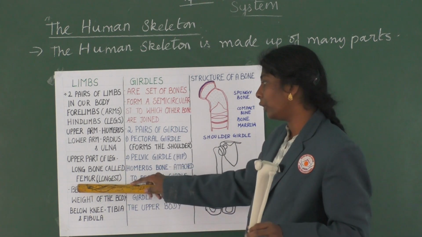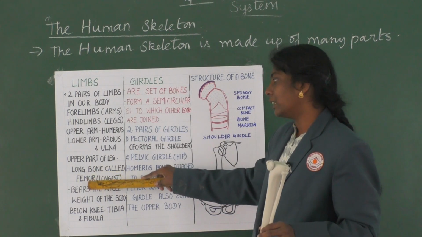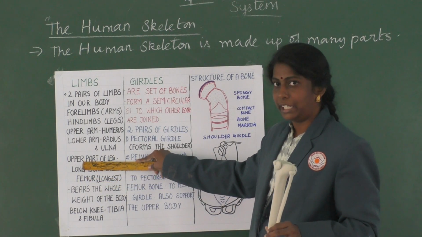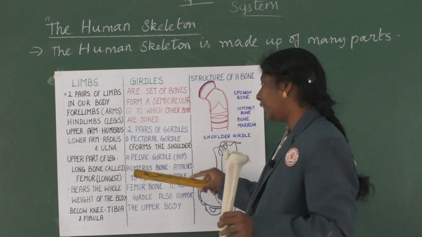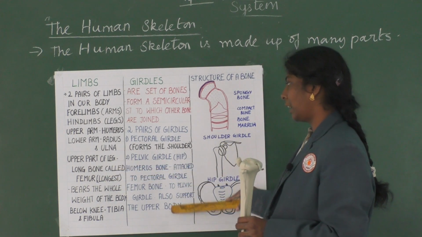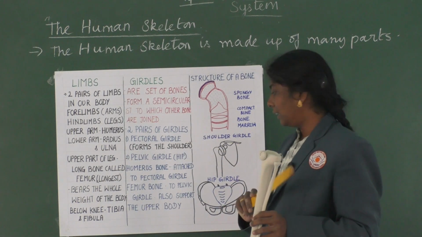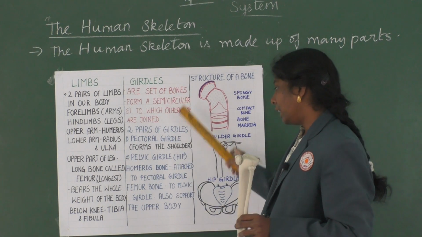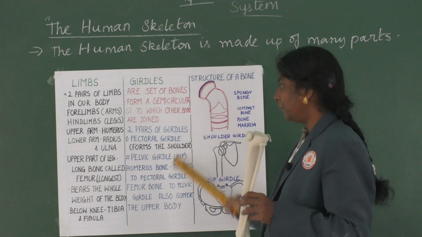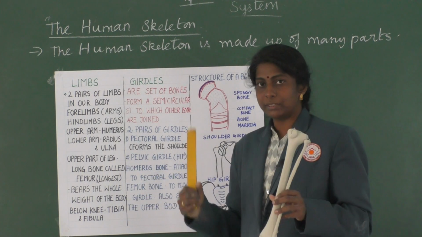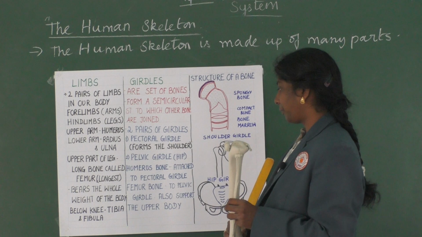Femur bone, I taught you, is the longest bone observed in the body and it's present in the upper part of the leg, right? So the femur bone will attach with the pelvic girdle and the humerus bone will attach with the pectoral girdle. Clear? So altogether it also supports the upper body.